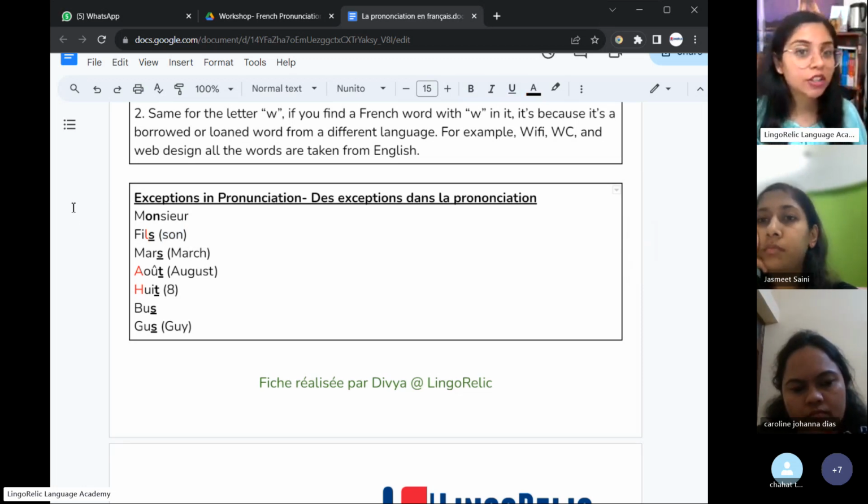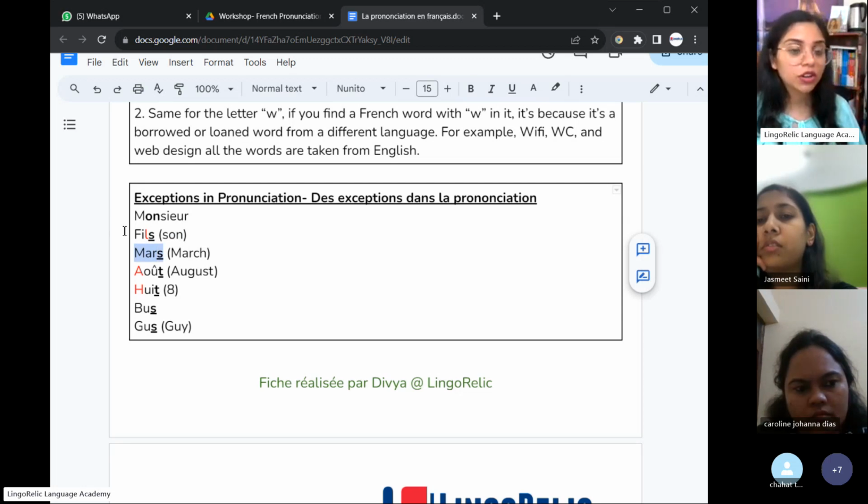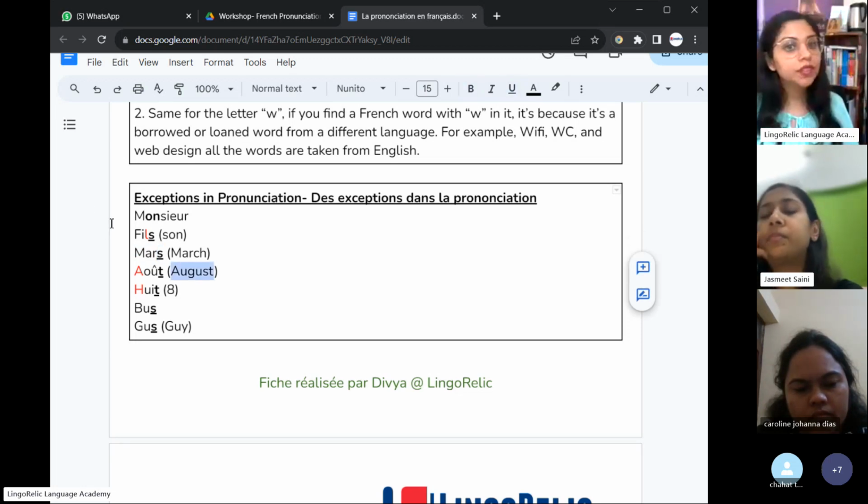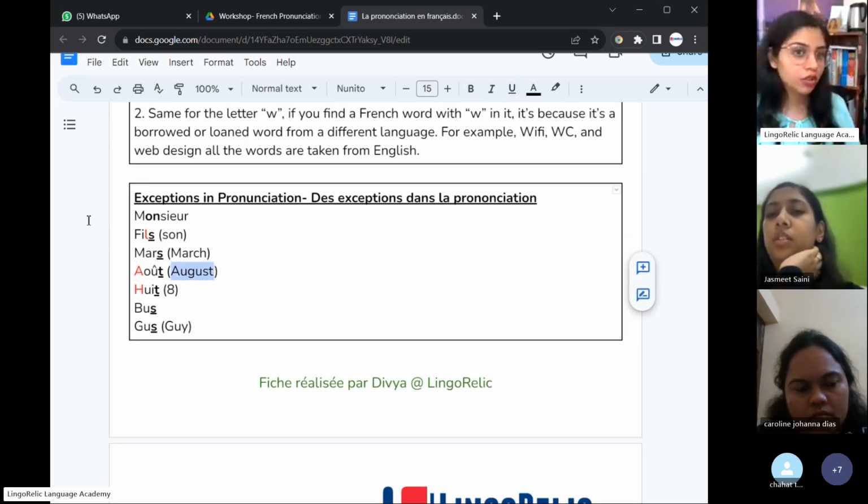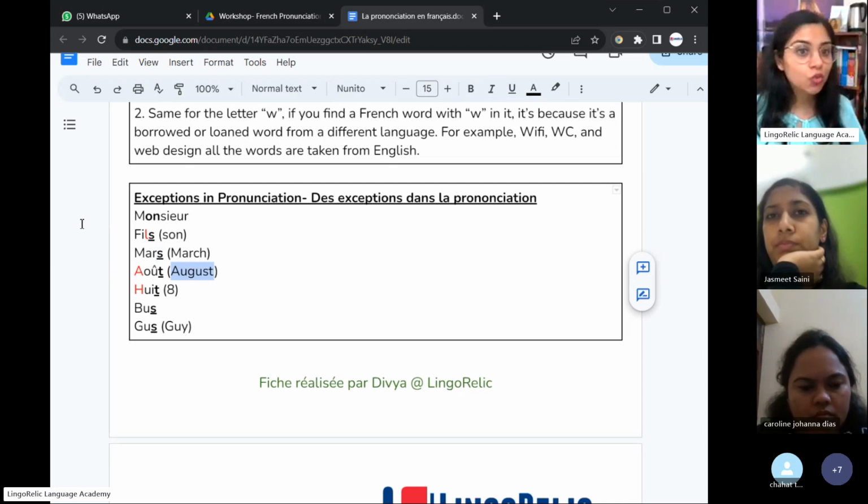Another is March, for which you say "mars." A lot of people pronounce it as "mar," but that's wrong. It's "mars," so again, the S is sounded. August in French is called "août." Instead of pronouncing it as "aou," it's "août." The A is silent, the T is pronounced: "août."